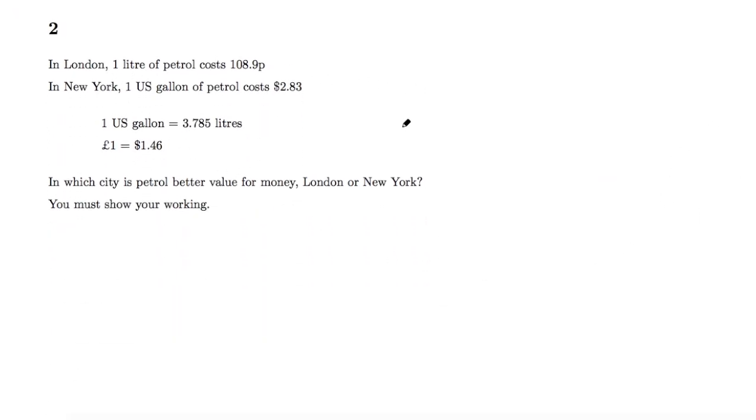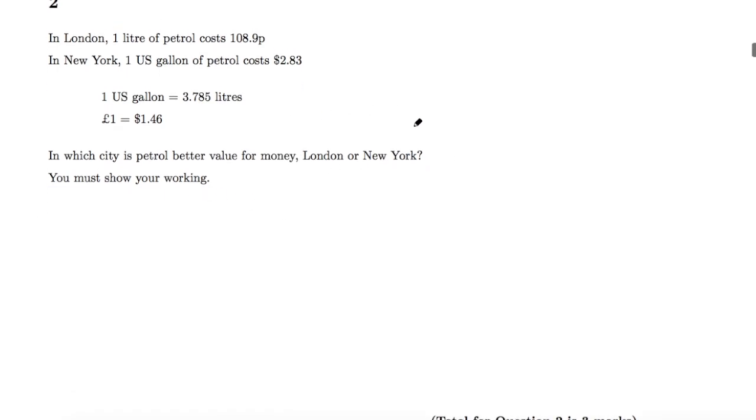Question 2 says, in London 1 litre of petrol costs 108.9p. In New York, 1 US gallon of petrol costs $2.83. 1 US gallon equals 3.785 litres. 1 pound equals $1.46. In which city is petrol better value for money, London or New York? You must show your working.